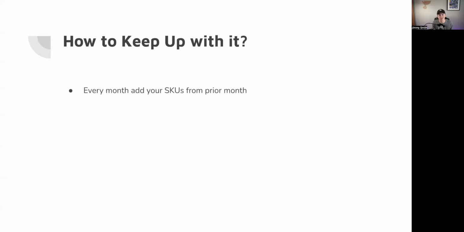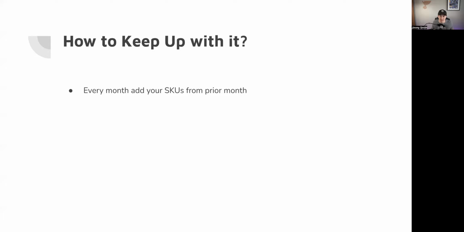Every month, you want to add your SKUs from the prior month. Now, typically, we are adding SKUs based off of the date that we added them to Seller Central. So we have our SKUs that start with the date. And so it's very easy for me or somebody else on the team to go in and add those specific SKUs to an ad campaign for that month because we have them by our dates.